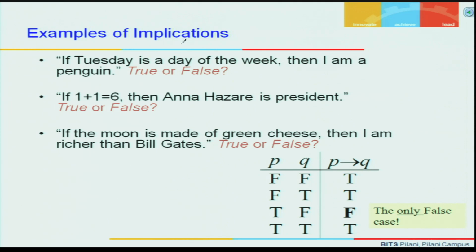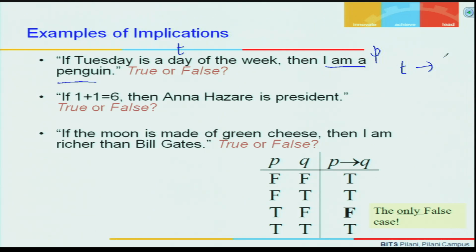Tuesday is a day of the week. This is one proposition, and there is another proposition, I am a penguin. I have got two propositions. What is the operator that is acting upon these two propositions? Implies. It basically says that T implies P. That is what it is trying to say.